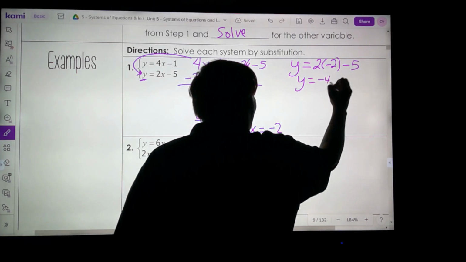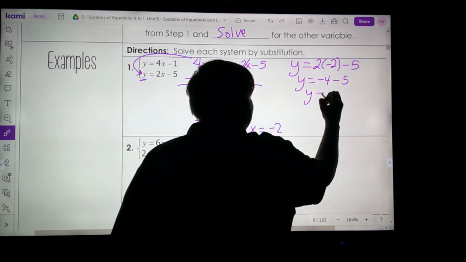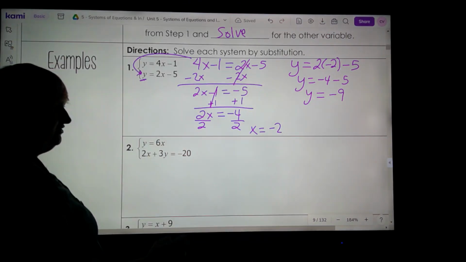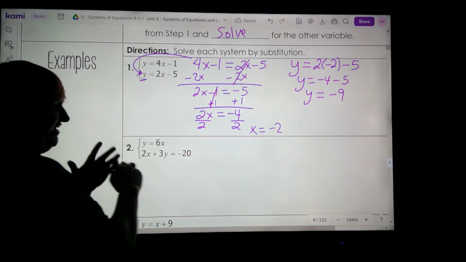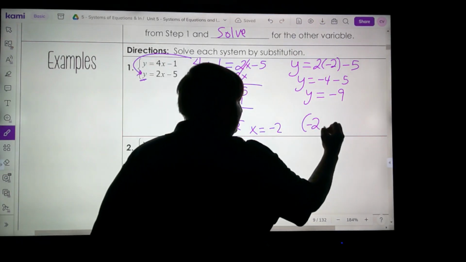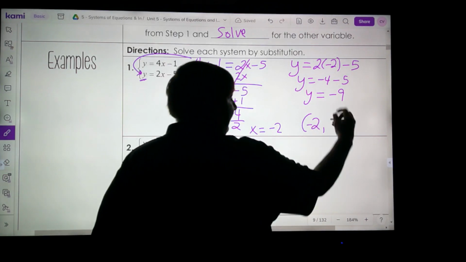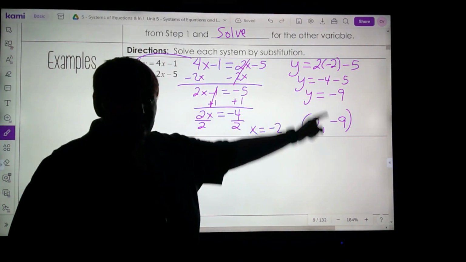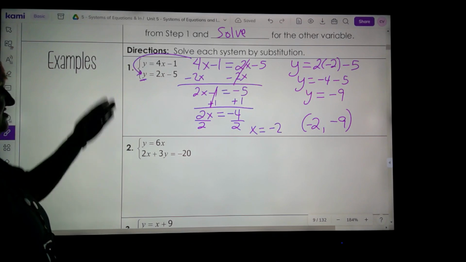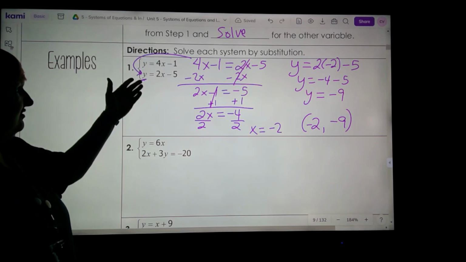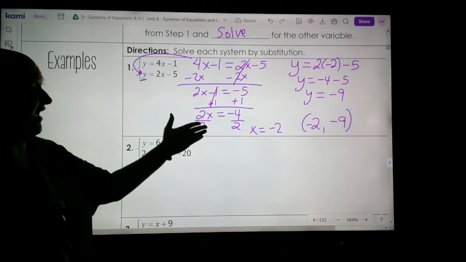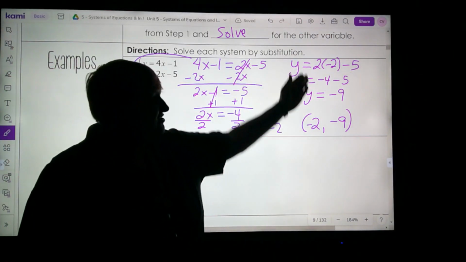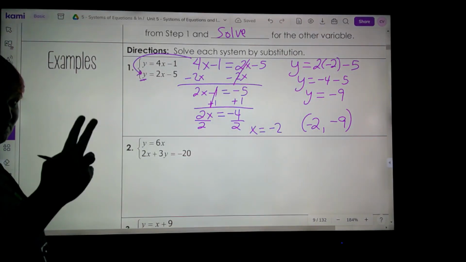y equals negative 4 minus 5. y equals negative 9. Right? So your solution, where the two lines are going to intersect, is at negative 2, negative 9. That's the point where they're going to intersect. So we substituted the equation into y, solved for x, and then we substituted the answer for x into the equation and solved for y. We substitute and solve twice.